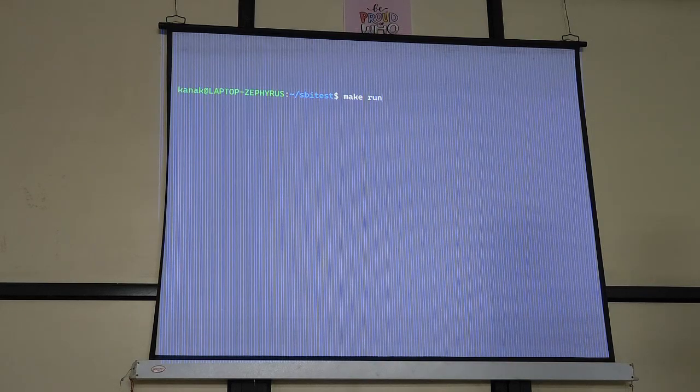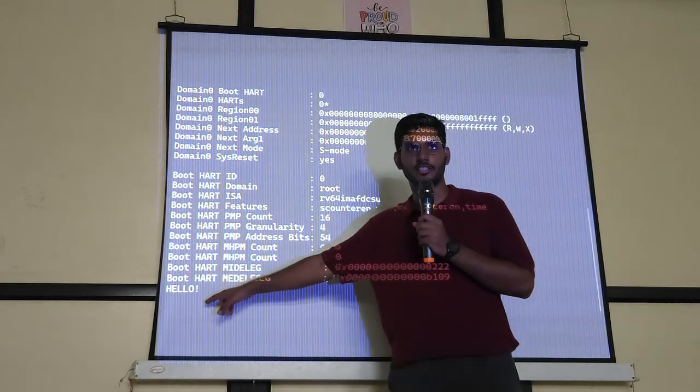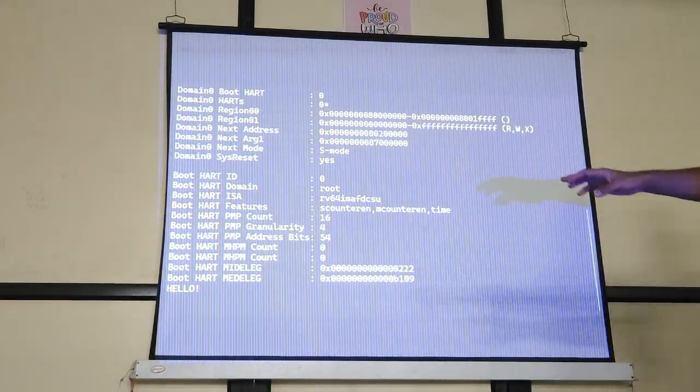No, we will be running this in QEMU because there are a few more variables to control when you are trying to run these things in hardware. So at the end there is this hello message, but we'll try to go a little bit up and see what is happening.